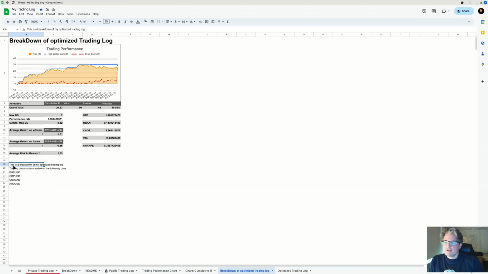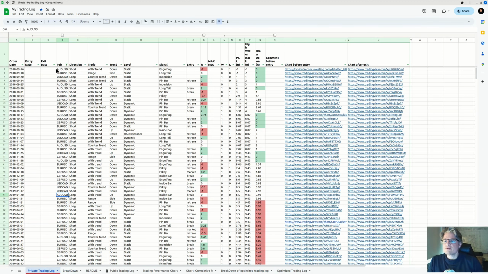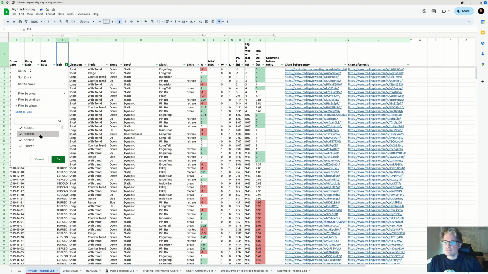Well, I've written it down here already as a note to myself. This optimized trading log only contains trades that I took on the Euro USD, the Great British Pound USD, the US dollar against the Canadian dollar, and the AUD USD pair. If you take a look at my trading log, you can see that I've been trading many different instruments: forex, but also oil, the DAX, the dollar index, again oil, the Nasdaq, indices, gold and silver.